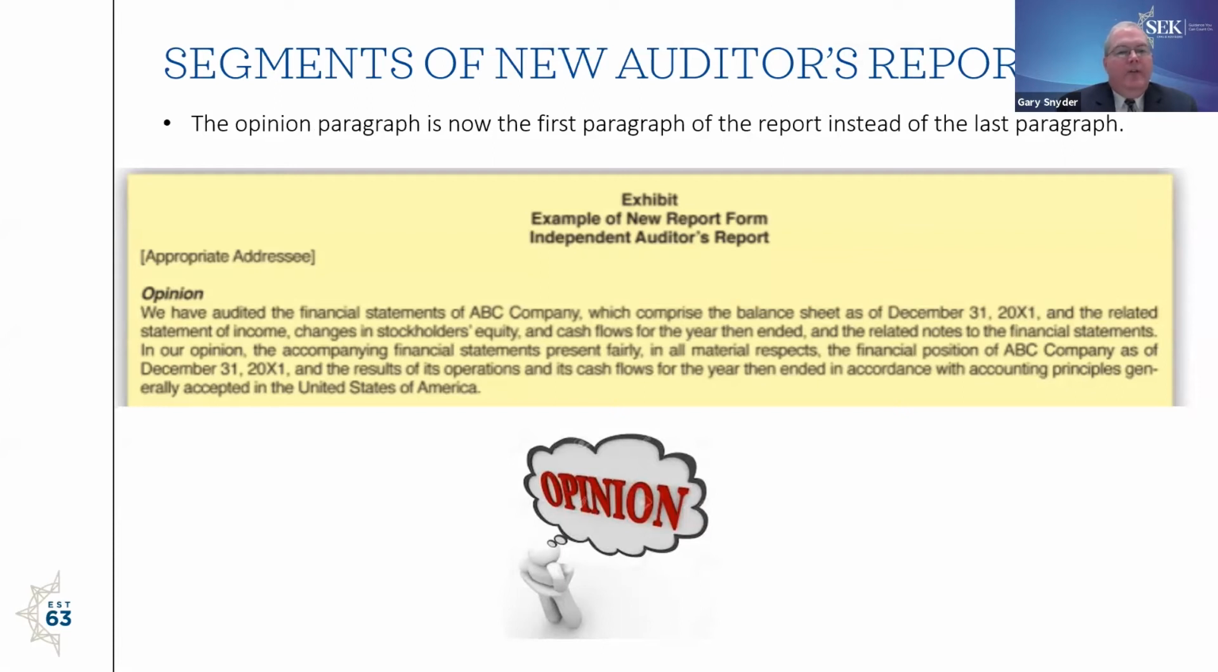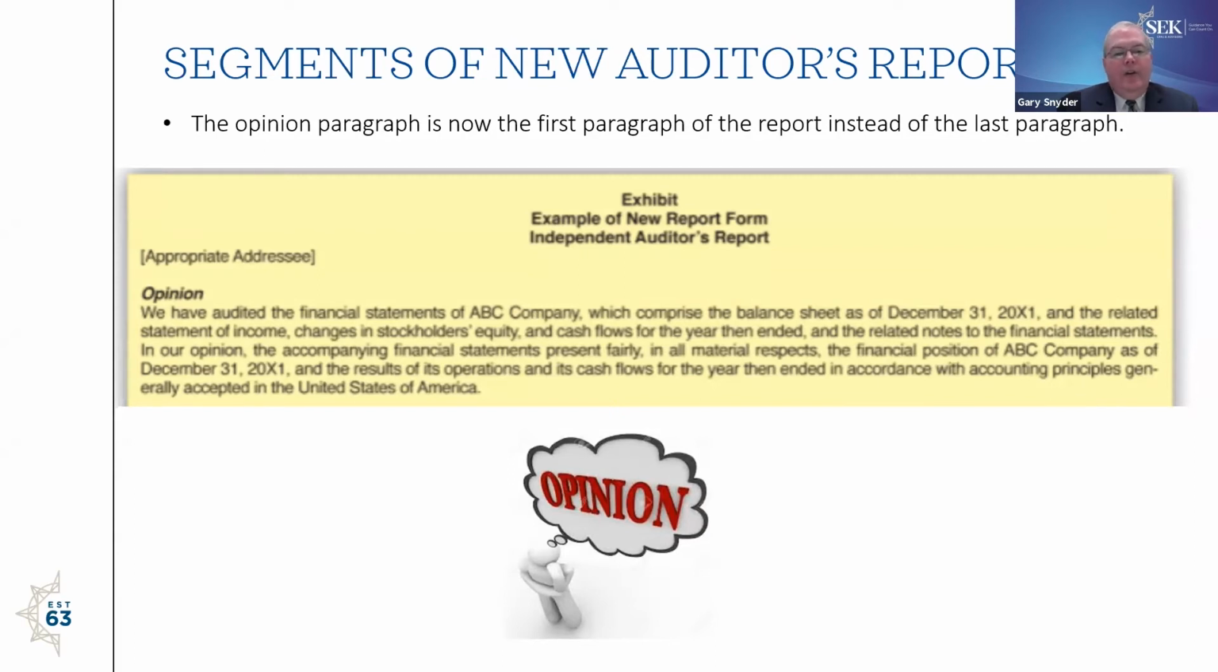So the opinion paragraph, as I said, is now the first paragraph of the report instead of the last paragraph. This really isn't that much different than it was when it was at the end of the report. However, everybody who goes to the auditor's report goes to the last paragraph anyway, just to see what the opinion is. So let's cut to the chase and get it to the front of the report, and it'll be right there where everybody can see it.